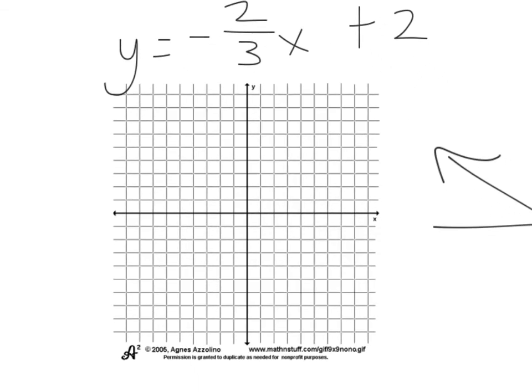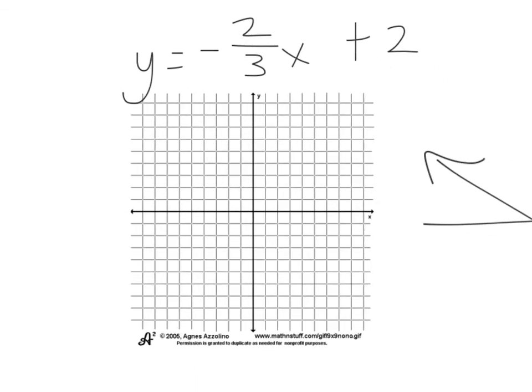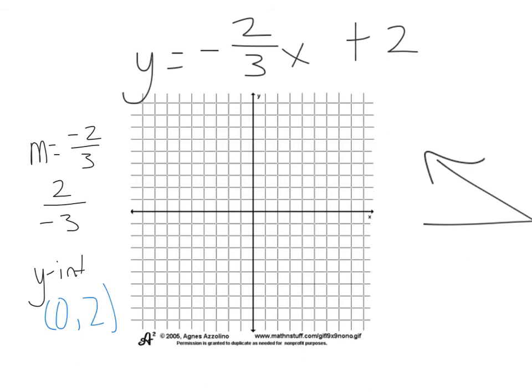So let's go ahead and graph y equals negative 2/3 x plus 2. I need to know my slope, and I need to know my y-intercept. My slope is equal to negative 2/3. I can also write negative 2/3 as 2 over negative 3, as long as both of them have just one negative sign. My y-intercept is the b value in my equation, which is positive 2. That means the coordinates at which it passes through the y-axis is 0, 2.